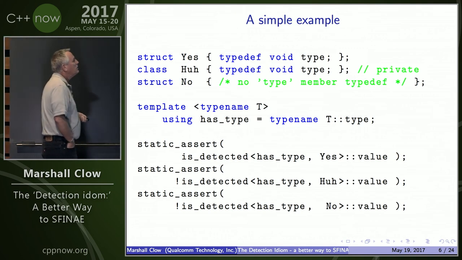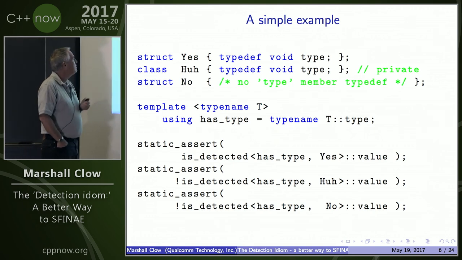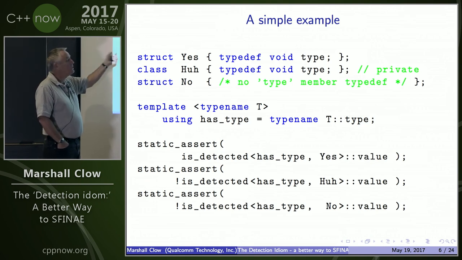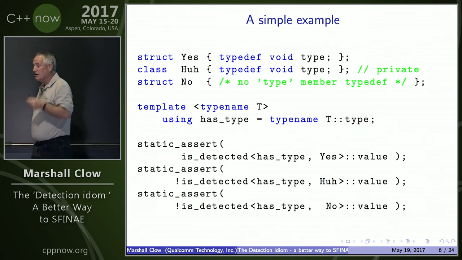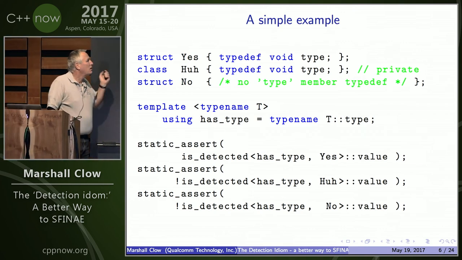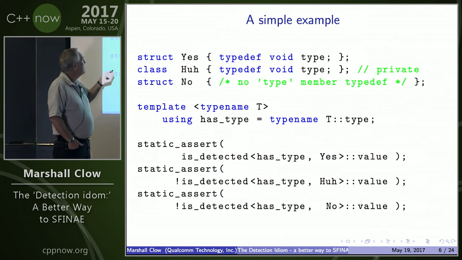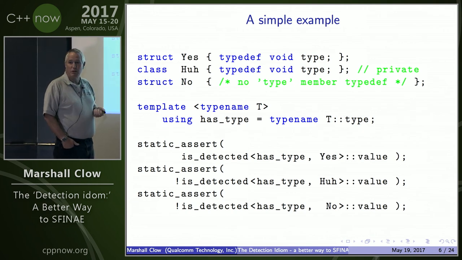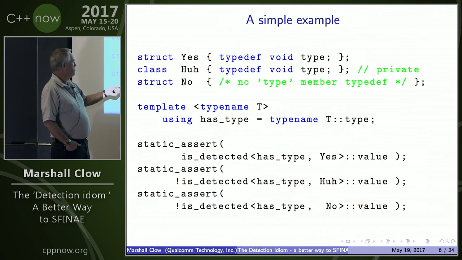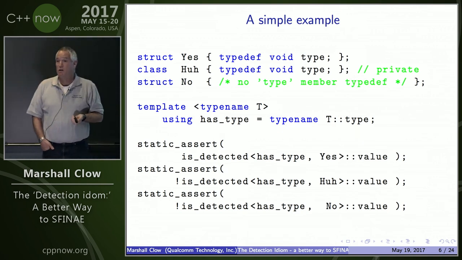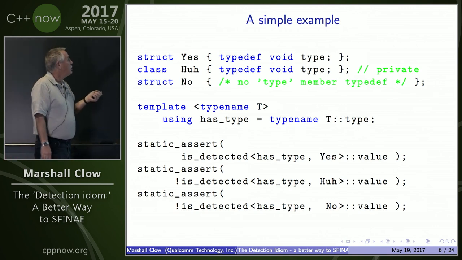And this is how you use the detection idiom. You define basically a metafunction. This is a function that takes a type and gives you back a type. It doesn't have to be one for one. It can take some number of types and maybe even values and return a type. And then we have is_detected, passing it this function and some parameters to work on, and it will tell you. is_detected says, yes, in fact, this does have a type, typedef. Huh has a typedef, but it's inaccessible, so that's the same as saying no, it doesn't, because you can't access it. And No doesn't have one at all.